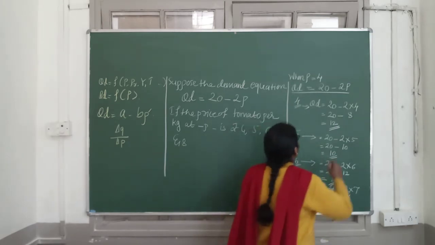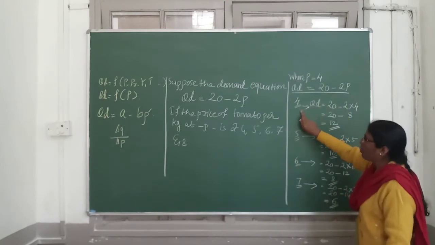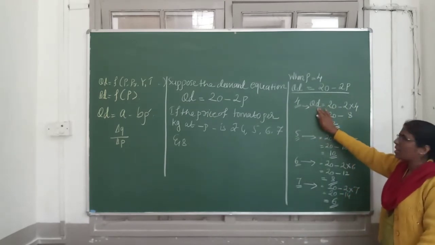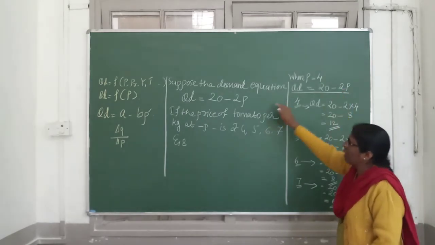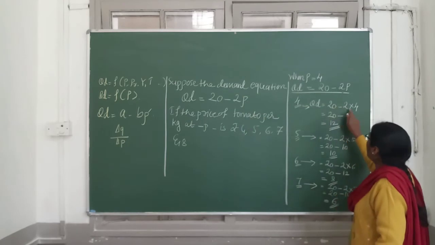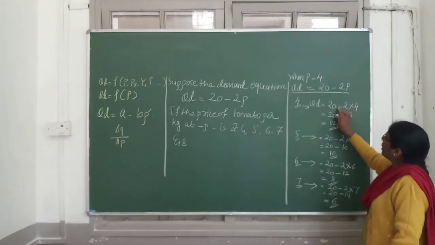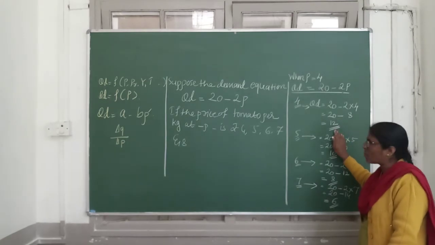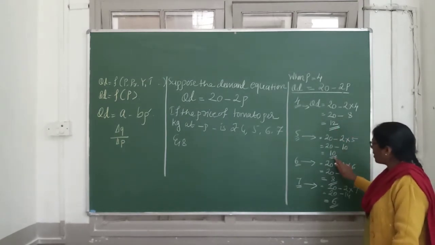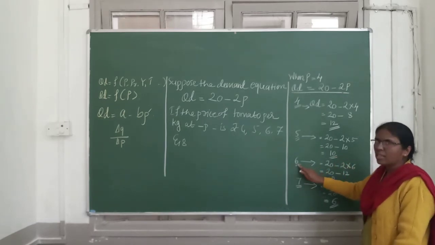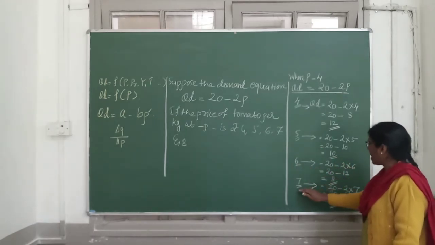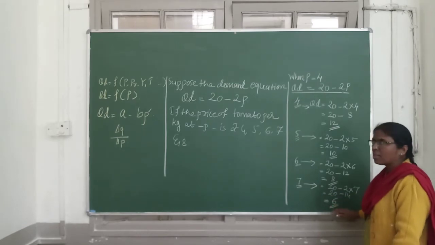Yes, is it clear? When price is equal to 4, quantity demanded is equal to 20 minus 2 into 4. So we have to put the price in place of P in this formula. 20 minus 2 into 4, 20 minus 8, the answer is 12. Like this, when price is 5, the demand is 10. When price is 6, the demand is 8. When the price is 7, the demand is 6.